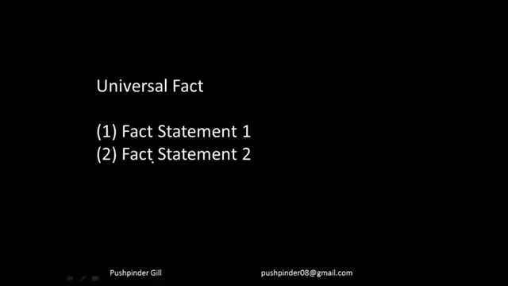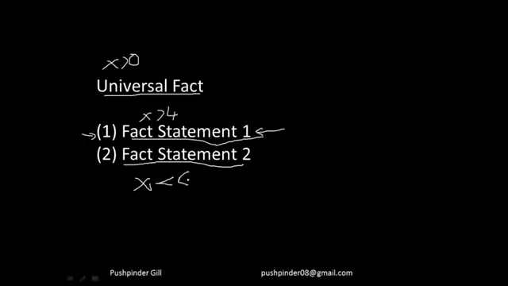If I give you the skeleton of the question, this over here is a universal fact. It's going to remain true throughout the question. If I say x is positive, or x is greater than 0, that means x will remain positive in all the statements. Now this is fact statement 1. Whatever is given here remains true when you consider this statement. Let's suppose it says x is greater than 4. When you're considering this statement, x will always be greater than 4, however x greater than 0 will always apply here. And this is fact statement 2. If you say x is less than 6, this remains true only for fact statement 2.